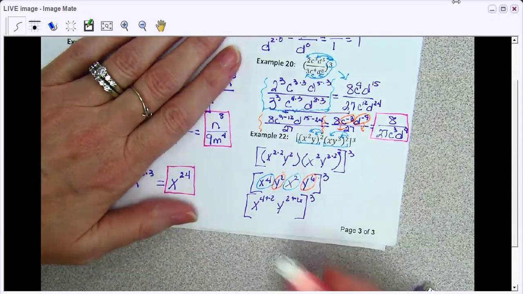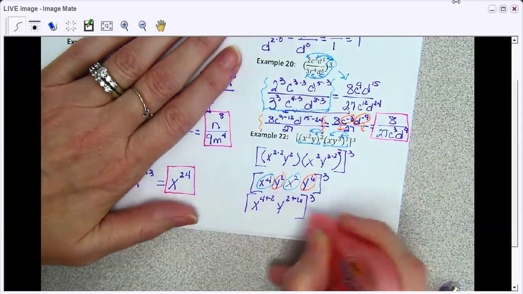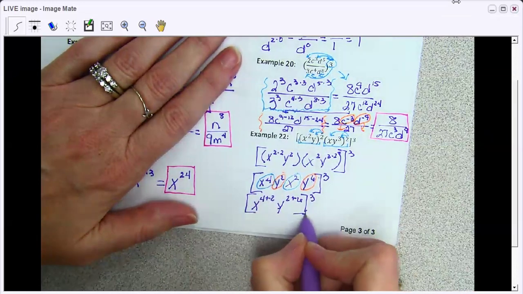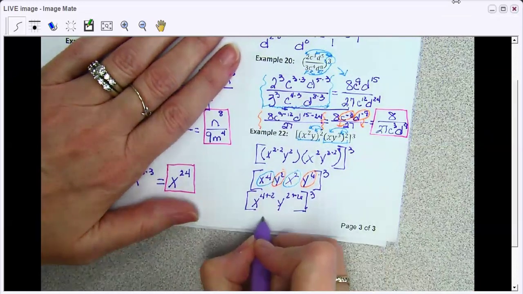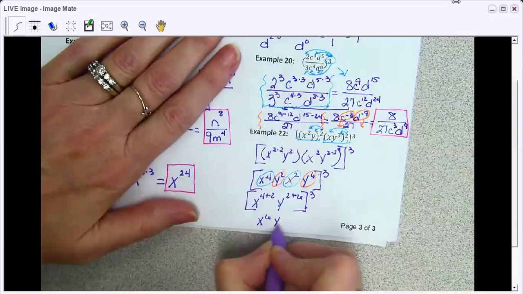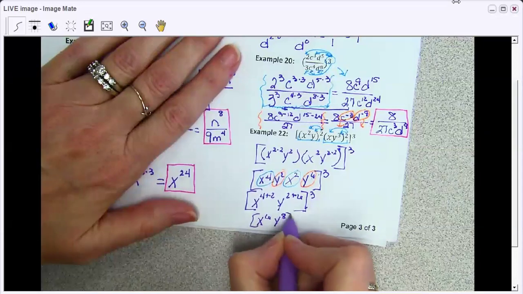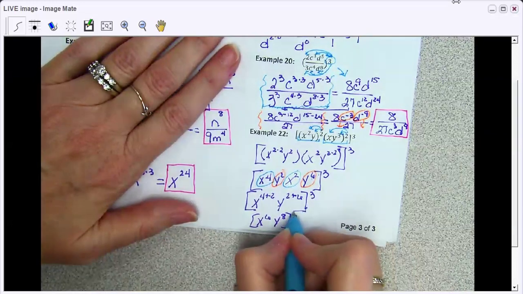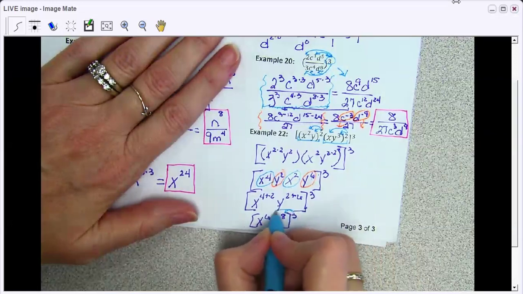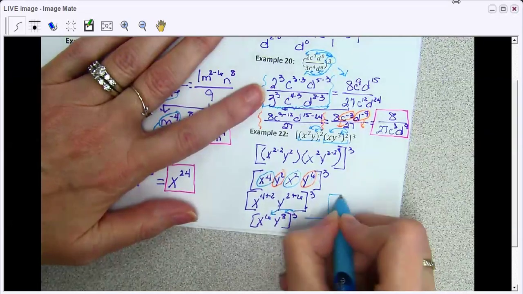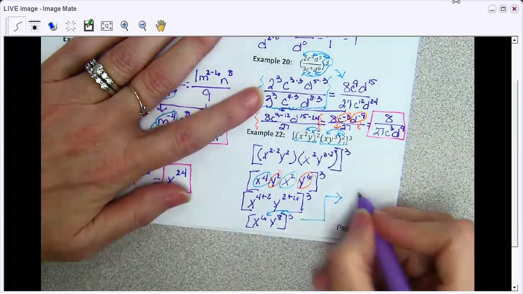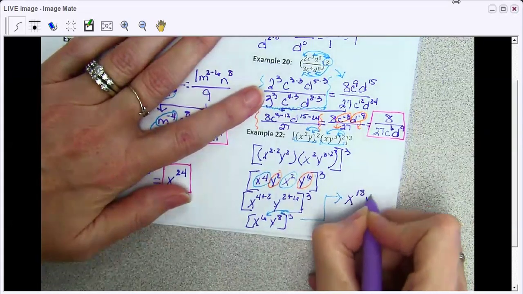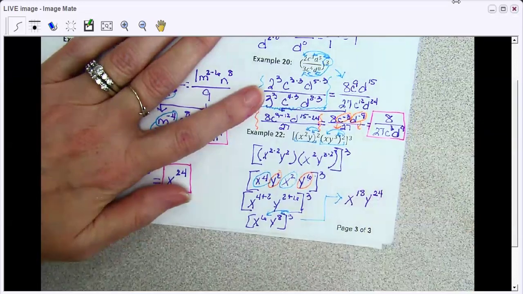Okay. Adjust this just a little bit. I need more space. So we end up with x to the power of 6, y to the power of 8. Now we're going to take the exponent of 3 and we finally get to distribute it here. And I'm going to move my answer up here. Our final answer is x to the power of 18, y to the power of 24.